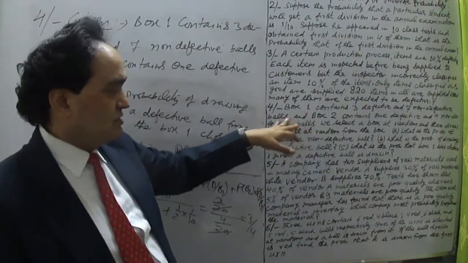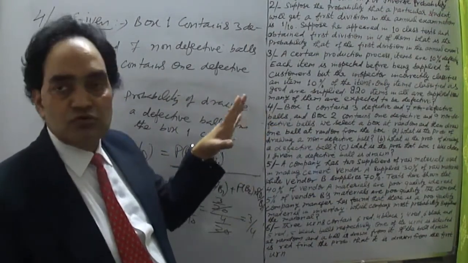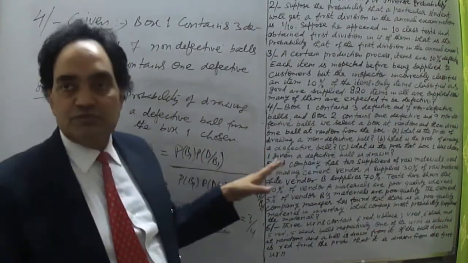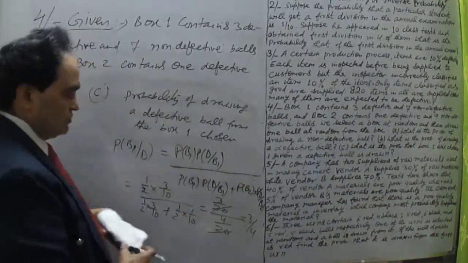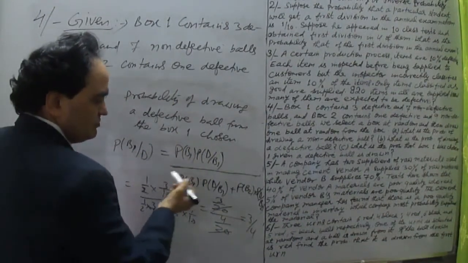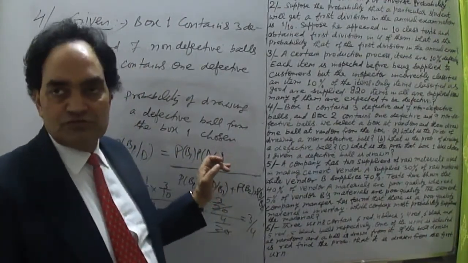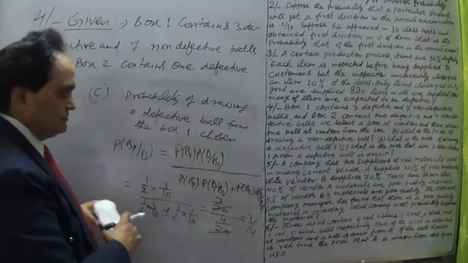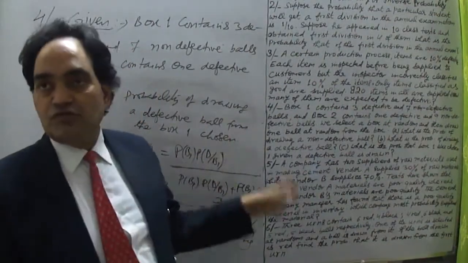Question number 4 has 3 sections, A, B, C. A's answer was 16 upon 20 and B's answer is 4 upon 20, because only the defective probability we have to find out. What is the probability of defective balls in both the boxes? That is 4 upon 20. And this box 1 is chosen, then what is the probability of defective of this? We have applied the Bayes theorem here. So by Bayes theorem, part C is calculated. Okay, this is posterior probability, which is 3 upon 4. Finally, the answer is 3 upon 4. Okay, this is question number 4 we have completed.